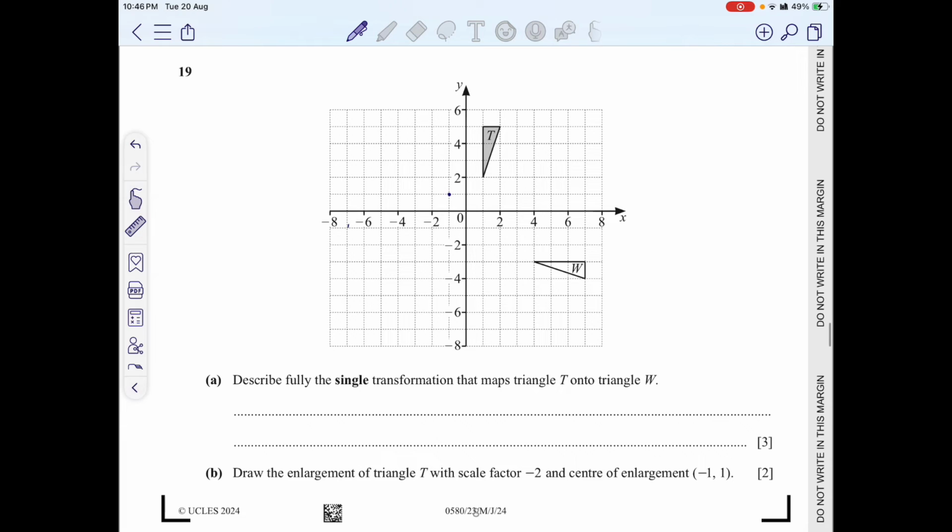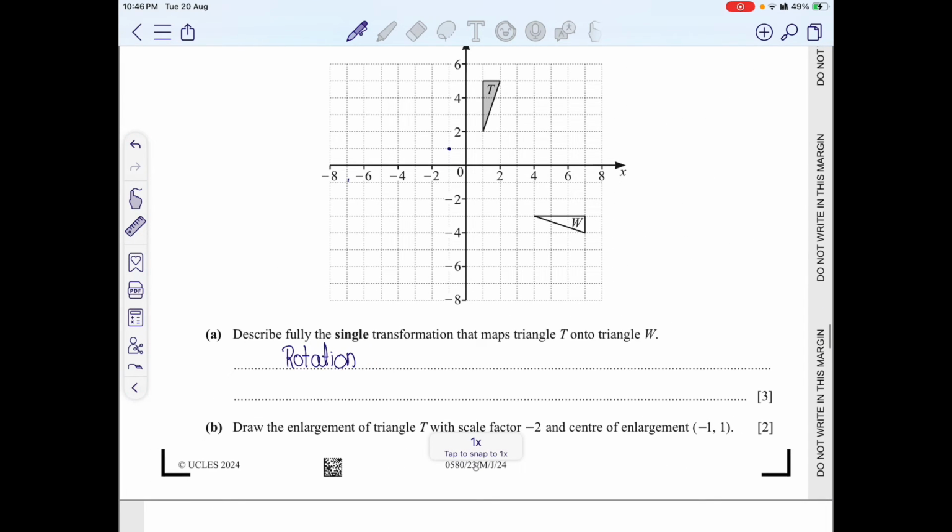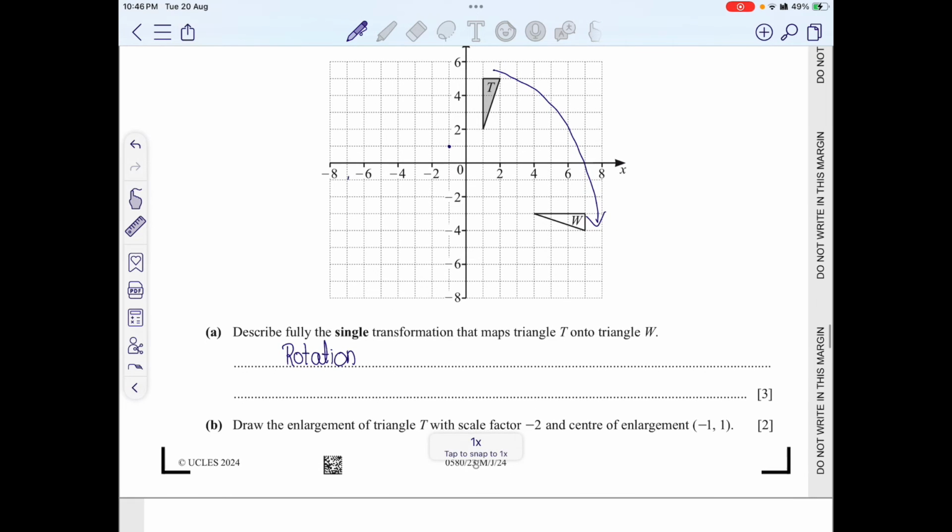Moving up, next question is from transformations. It says, describe fully the single transformation that maps triangle T onto W. As you can see, the triangle is rotated, so 1 mark for writing rotation. We're going to find the center and whether it is clockwise or anti-clockwise, and the angle also. Triangle T has been rotated to this side, so this is a clockwise rotation, and this is 90 degrees. Clockwise, and the angle is 90 degrees. And now you're going to find the center.